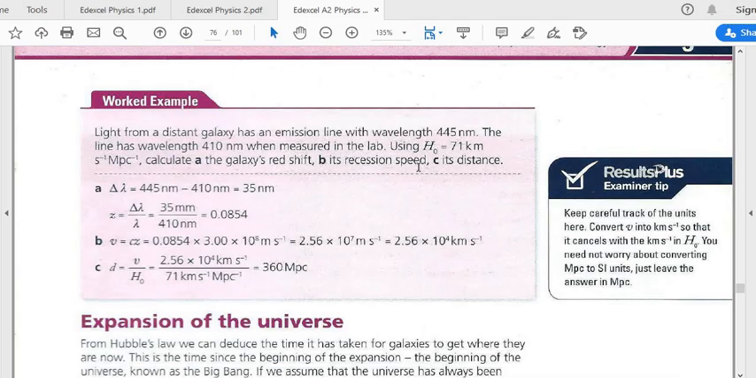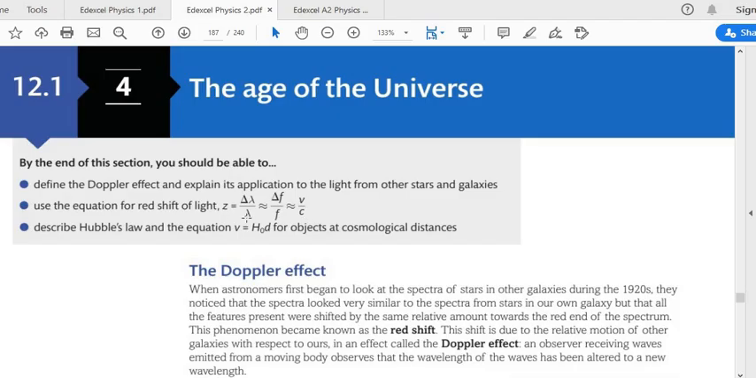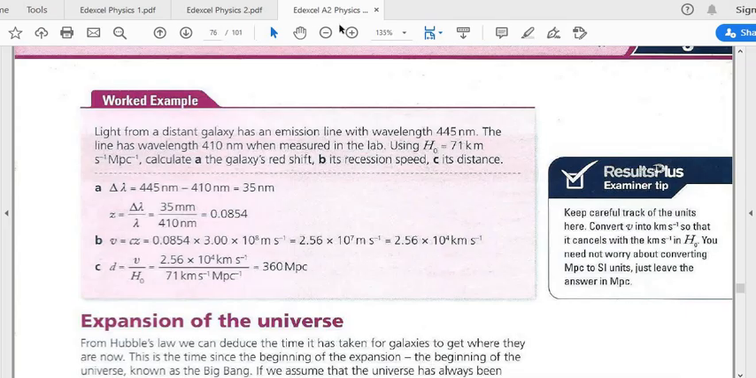Part B, it's recession speed. Recession means it's moving away. The speed with which this galaxy is moving away from us is what we are supposed to find in part B. We also have Z equals V over C. Now remember, Z equals delta lambda over lambda equals delta F over F. Also we have Z equals V over C. So we are supposed to find V here, that is the recession speed, the speed with which the star, or in this case the galaxy, is moving away from us. Why do we say us? Because the light from the galaxy is observed when we are on the Earth. So that's why we say moving away from us.